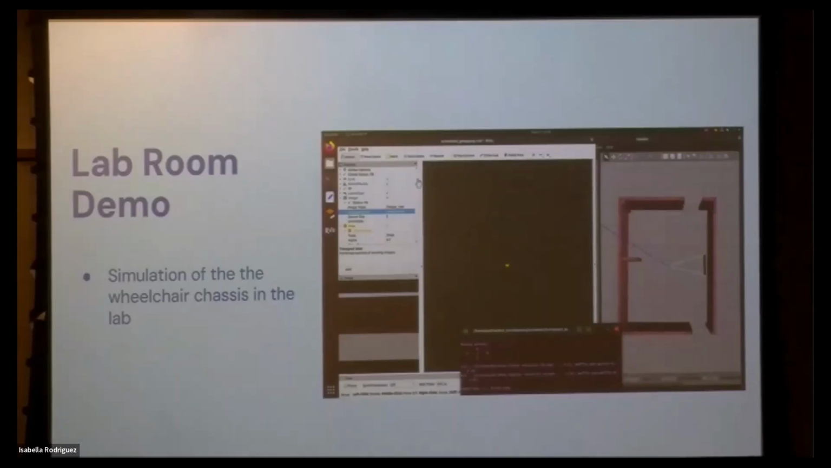Okay, so that was a video of us driving around our robot throughout the virtual lab room. It was fun to watch. It was almost like a mouse view of the room through that picture in the bottom left.